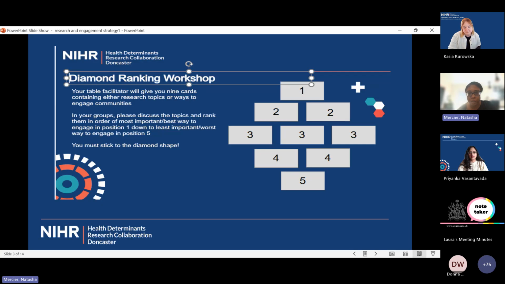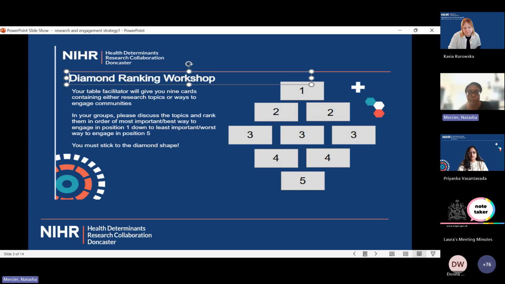So this just gives you an idea of the activity. Table facilitators were given 9 cards with topics that were very much centred around the wider determinants of health. People were asked to discuss the topics and rank them in order, the first being the most important. People were encouraged to stick to the diamond shape.